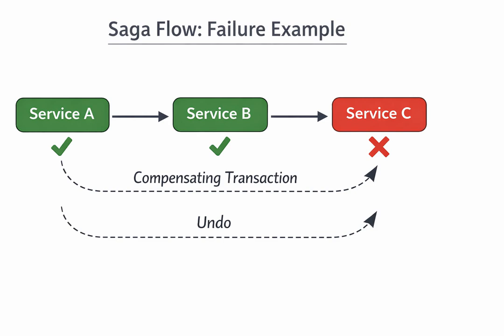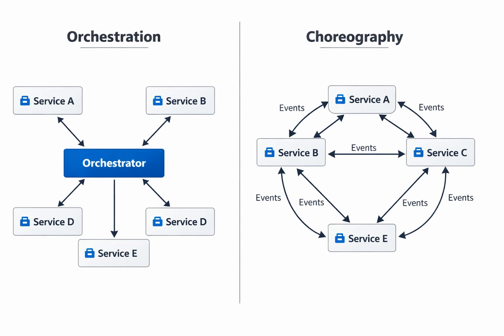In traditional monolithic applications, we rely on ACID transactions to ensure atomicity, consistency, isolation, and durability. However, in a distributed microservices environment, a single global ACID transaction spanning multiple services is often impractical due to performance overhead and tight coupling. If one service fails mid-transaction, how do we ensure the entire system remains consistent?